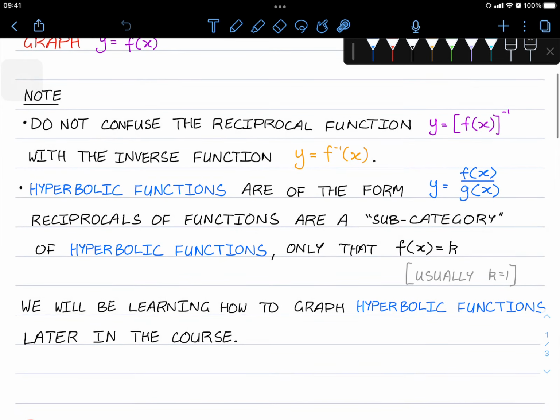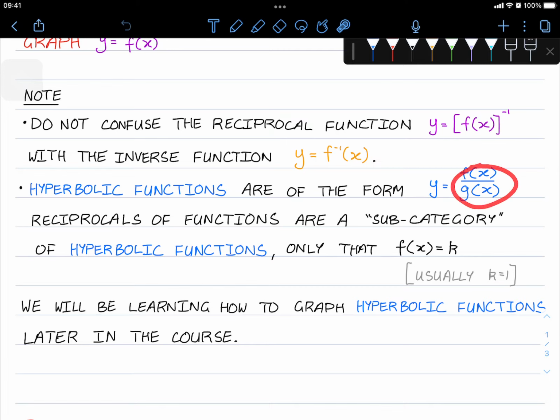A few important notes before we continue. You shouldn't confuse the reciprocal function y equals f of x to the power of -1 with the inverse of its function, so y equals f inverse of x. So these are not the same.